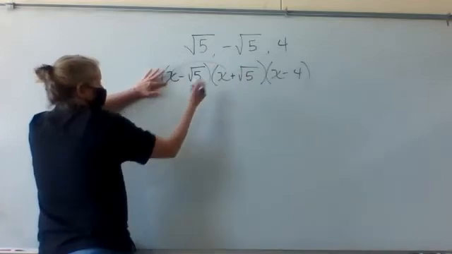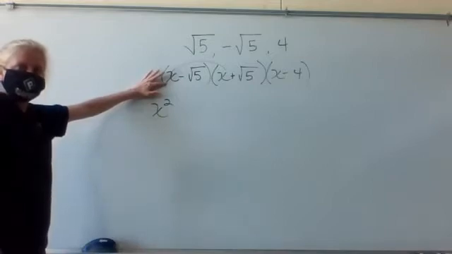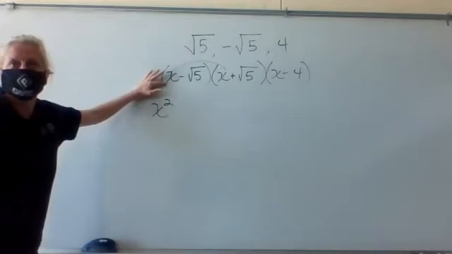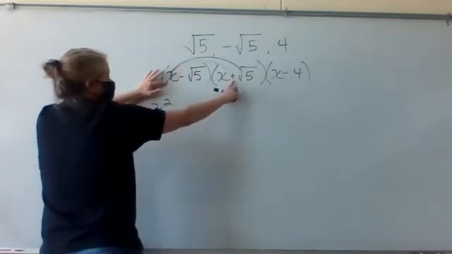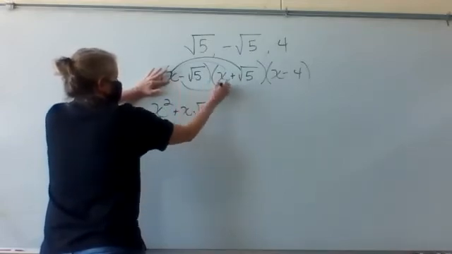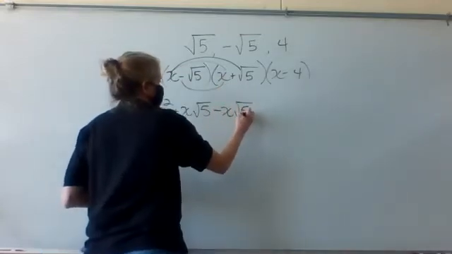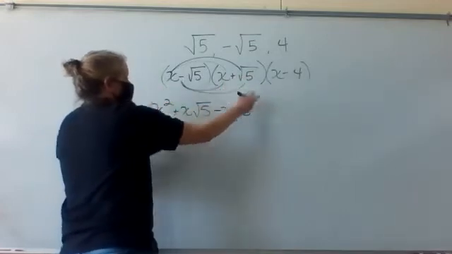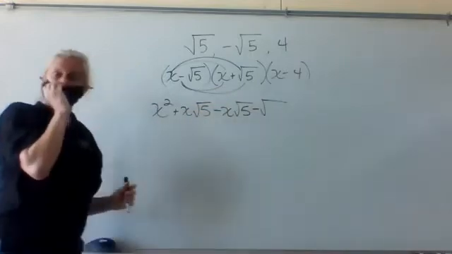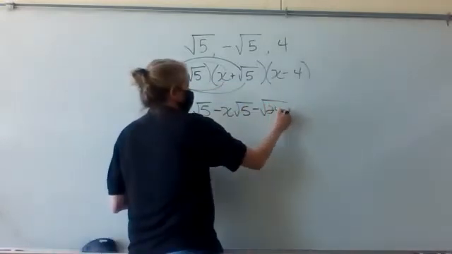Like, watch this. X times x gives me x squared. Essentially, I don't even need to do my outers and my inners because I know they're going to cancel anyway. Because what's the outer? Positive x square root of 5. The inner is negative square root of 5. And then my last, positive times negative, gives me negative. Since both of those 5s are under the square root, I do multiply those 5s together. So it's going to give me negative square root of 25.